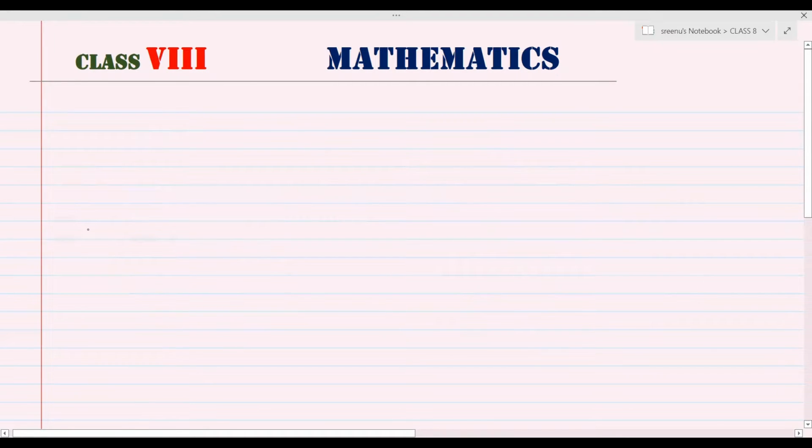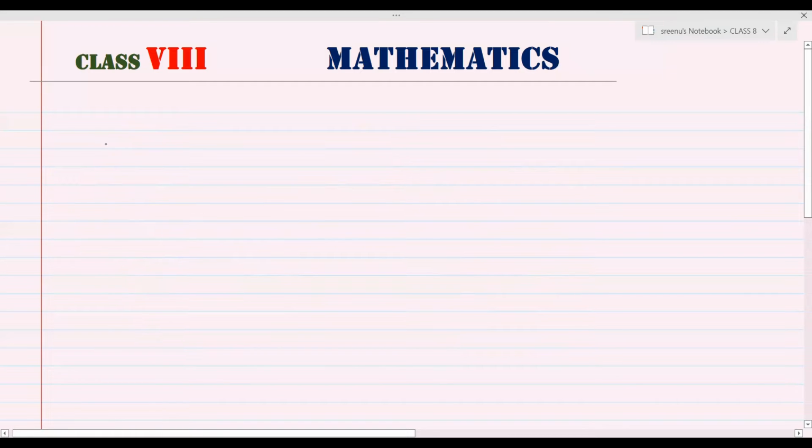The first term A and the fourth term D are called extremes. The second term B and the third term C are called mean terms. B is called the second term and C is called the third term. If the product of means is equal to the product of extremes, then the terms are set up in proportion.